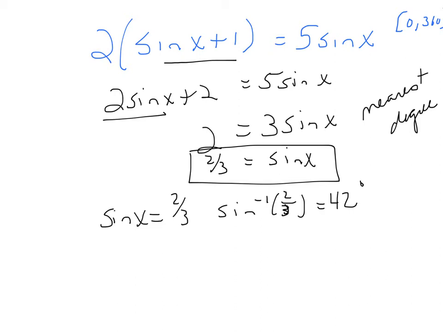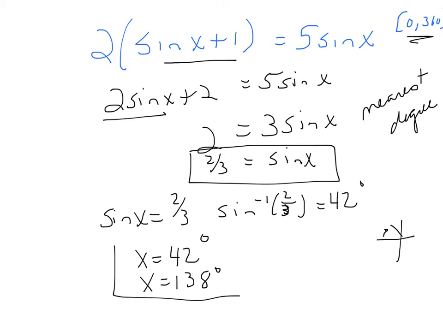But remember, that's only your first answer. Sine is also positive in quadrant 2. And so if I take 42 degrees into quadrant 2, when I take 42 away from 180, I'm going to end up with, wait, let me write down my first answer. My first answer was 42 degrees. My second answer will be 138 degrees, and that is from 180 minus 42. Those are my two answers.